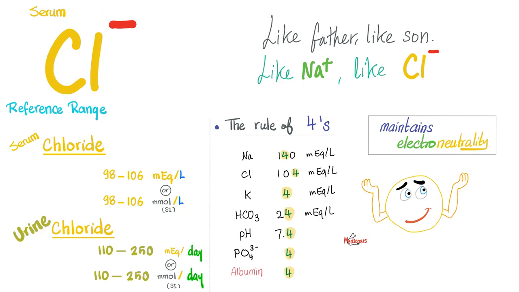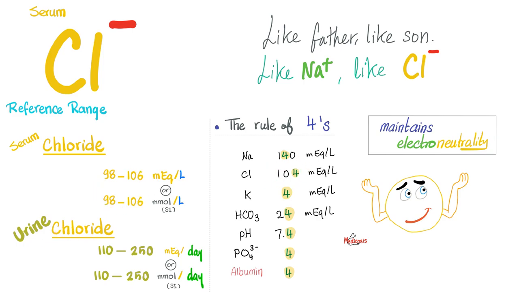Since it's a negative charge, it has an important role in your body, which is to maintain electroneutrality. If you add a positive ion to the body, you gotta add another negative ion to the body to balance it out. Normal serum chloride level for adults ranges between 98 to 106 milliequivalents per liter or millimoles per liter, and this is le système international d'unités, the international system of units. It's the millimole per liter. Don't worry too much about these numbers, just memorize 104.